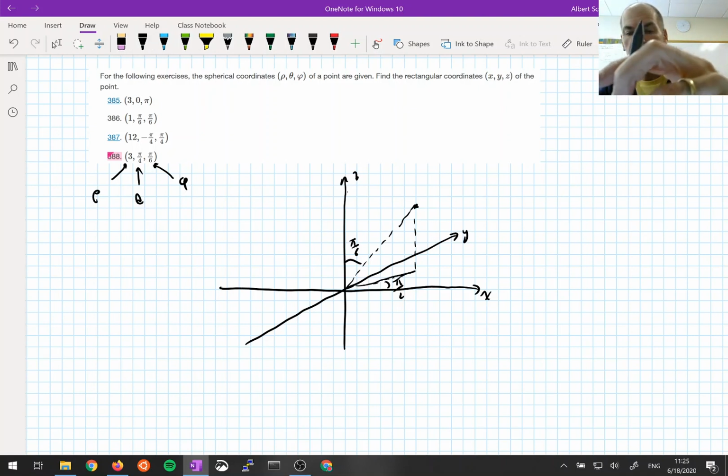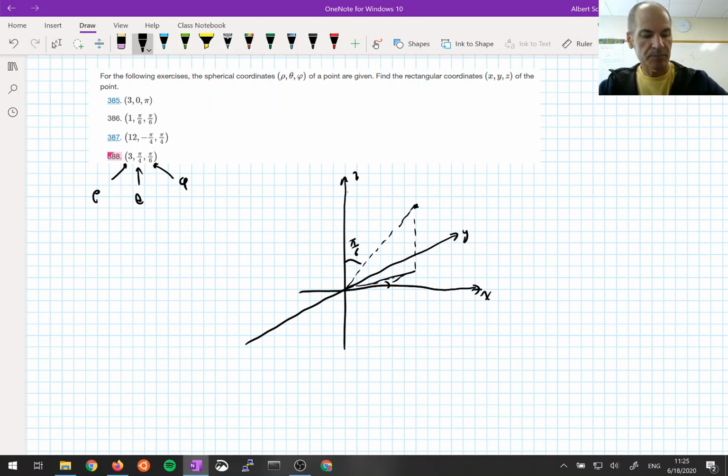All right, I just killed my x-axis. Let's put it back.